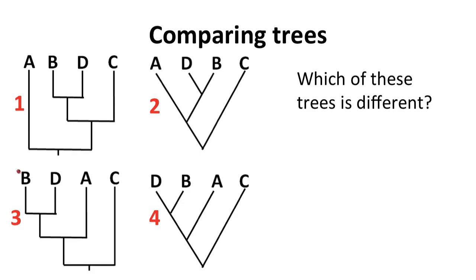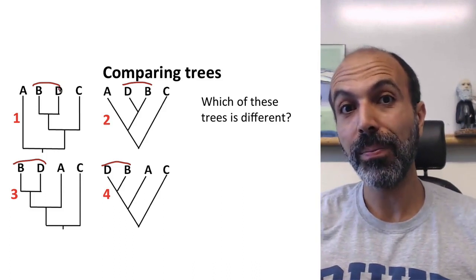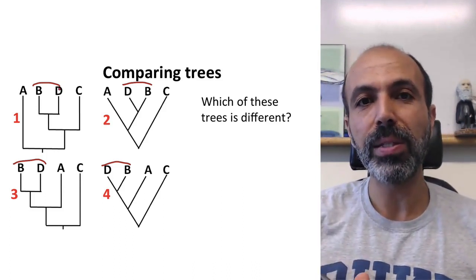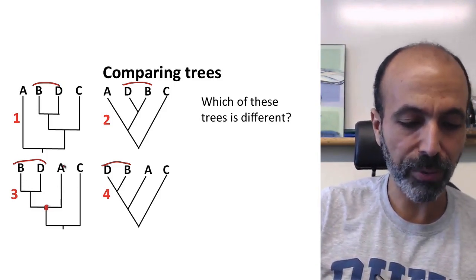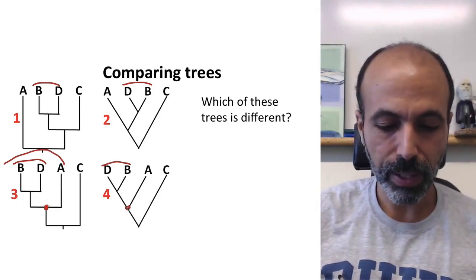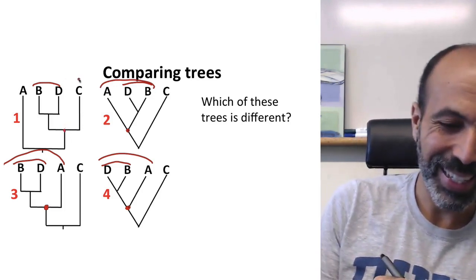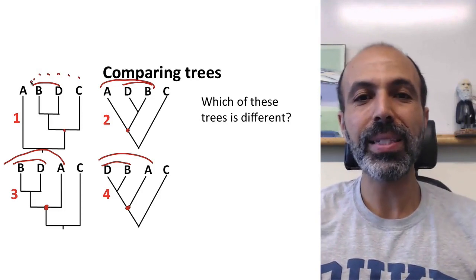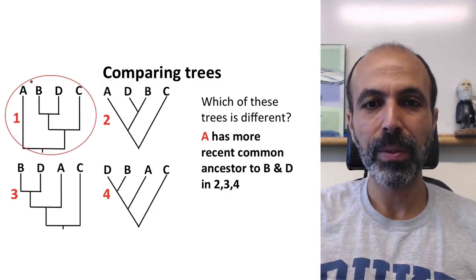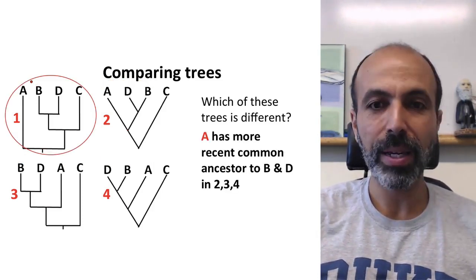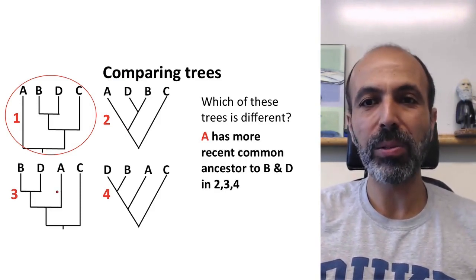Let's work through it. So B and D are clearly the most closely related in all of these trees. Okay? Now, what's the next most closely related to B and D? Well, we look at the most recent common ancestor. Let's start with number 3 over here. There's the most recent common ancestor out from that, and that would group A with B and D. There, A with B and D. There, A with B and D. Here, whoops! This is C with B and D. This is a different phylogenetic tree from the other two. So, looking at which of these trees is different, A has a more recent common ancestor to B and D in trees 2, 3, and 4, but not in tree number 1. So, tree number 1 is the one that's different.